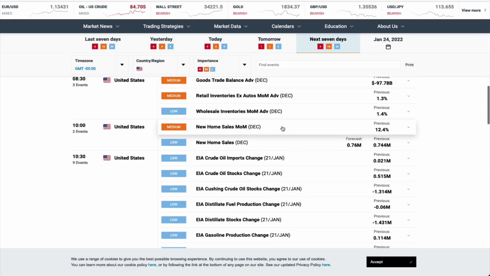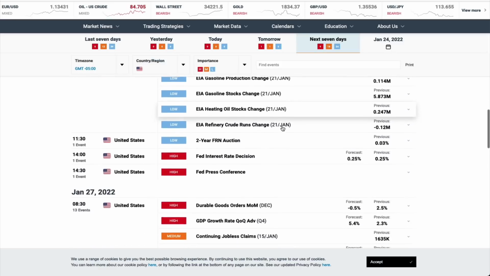New home sales, that'll be interesting to see. Here's the big one.